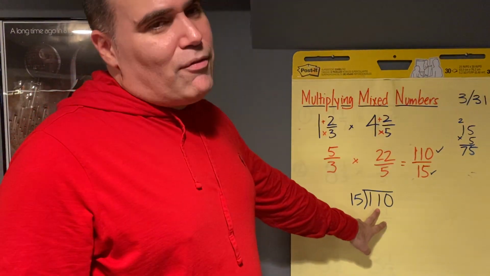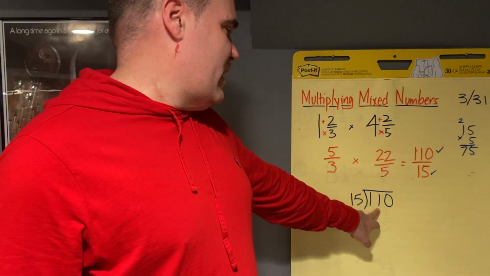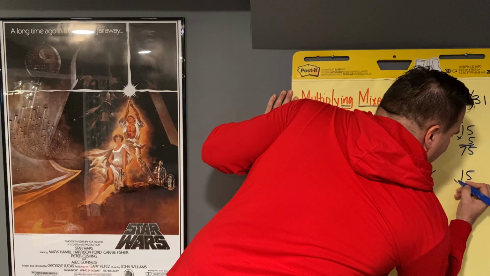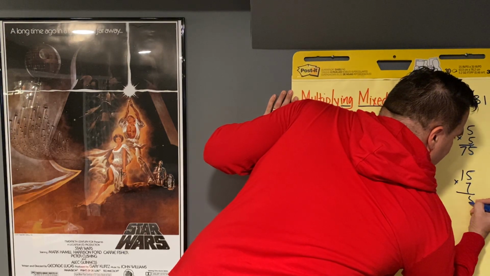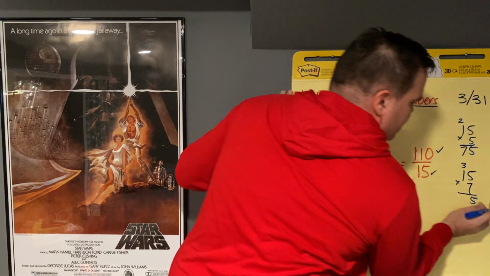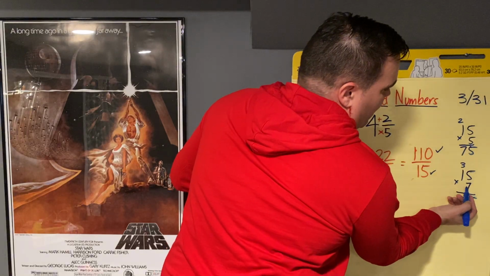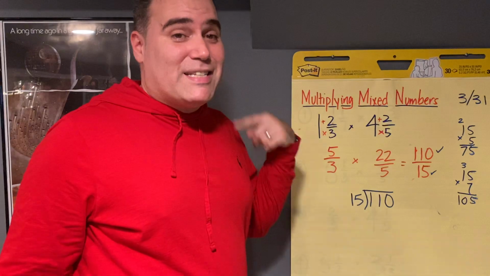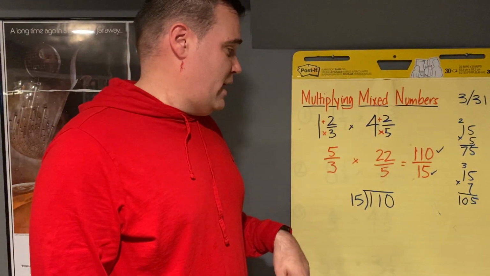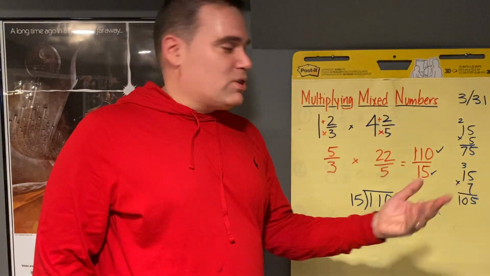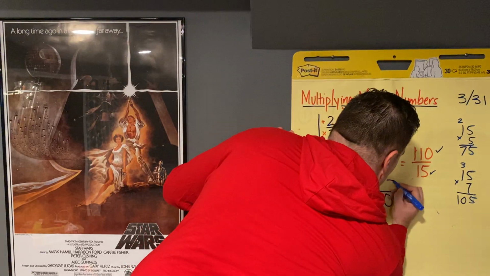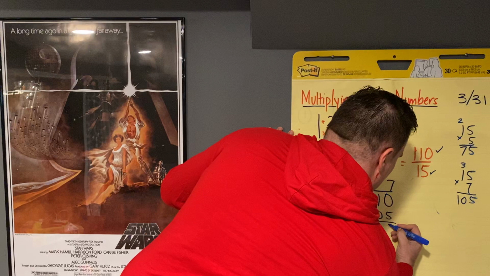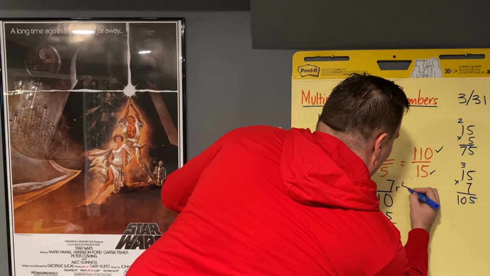Well, I can still get a little bit closer. So I'm going to increase that 5 a little bit. I'm going to do 15 times 7. 7 times 5 is 35. 7 times 1 is 7, plus 3 is 10. So 15 times 7 is 105. Okay? So that's as close as I'm going to get. So 15 goes into 110 7 times. That equals 105. I subtract, and I get a remainder of 5.